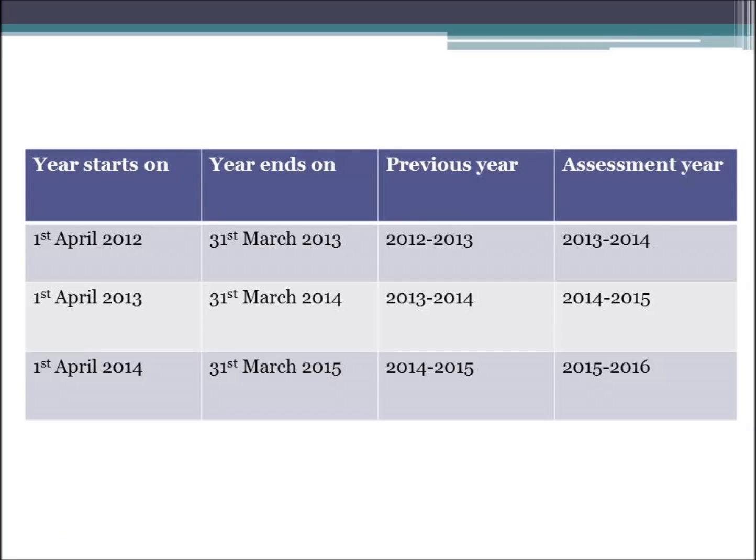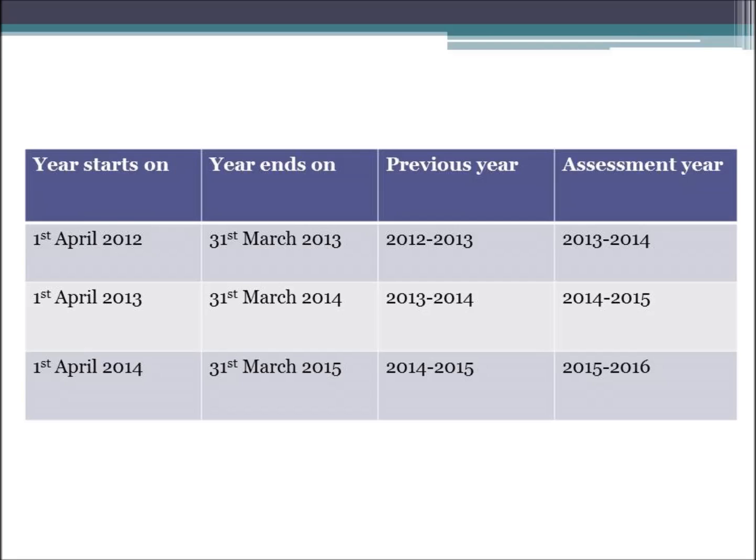Now this table will help us understand the concept of previous year and assessment year in a more proper way, and the concepts will be more clear. So just have a look at this table. It has 4 columns. Number 1 is year starts on, that is when the year is starting. Number 2 is year ends on, when the year is ending. So what will be the previous year and what will be the assessment year.